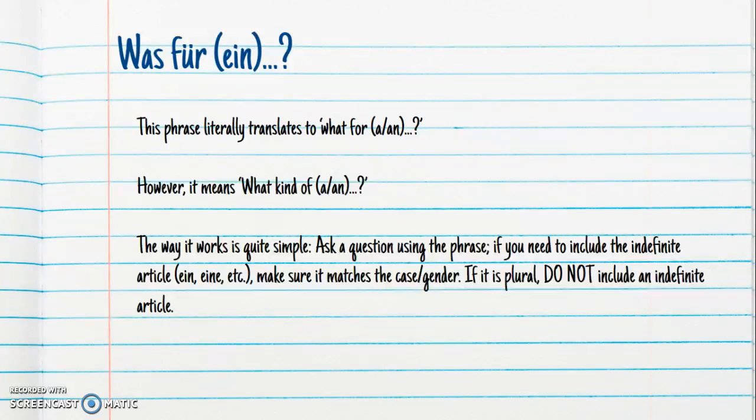It's pretty easy. You do it to ask a question, and you can use it other ways, but we're going to be using it to ask a question. And if you need to include the indefinite article, so the ein, eine, etc., make sure that you're matching the case and gender. When it's plural, you don't need to use a or an, and you can't because there is no indefinite article for the plural.